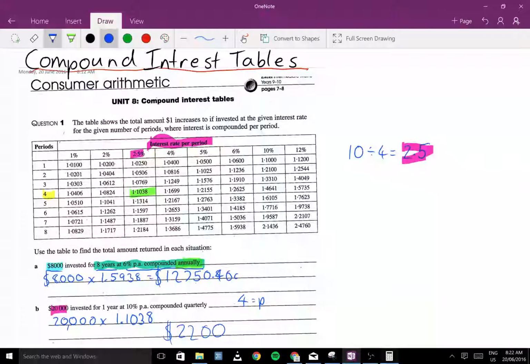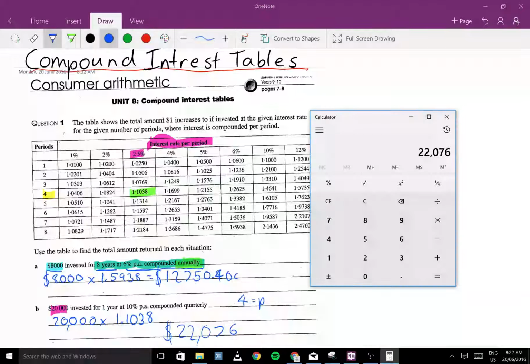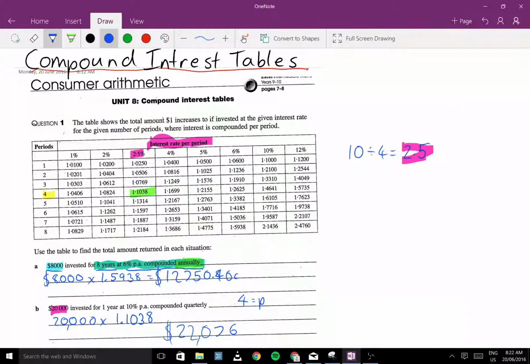Sorry, too many zeros. 22,076. Okay, just check there were no extra zeros. Nope. Too many equal signs. And that's done. That is how you calculate compound interest from tables.